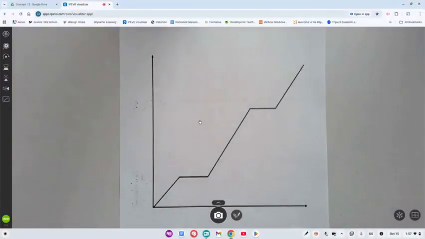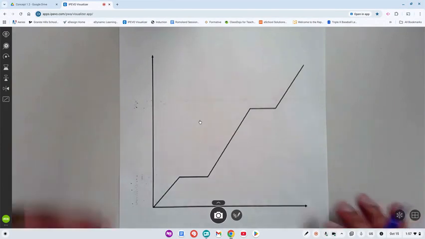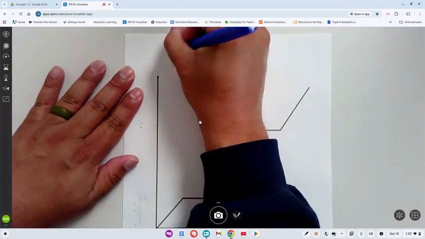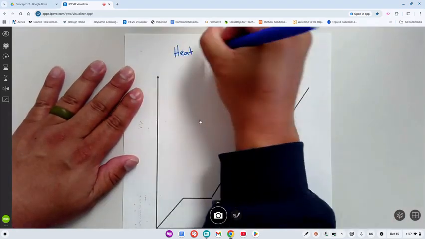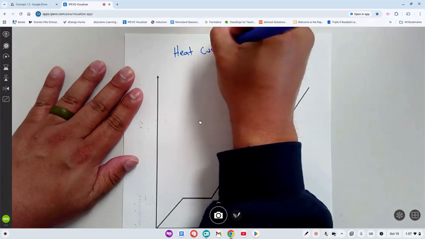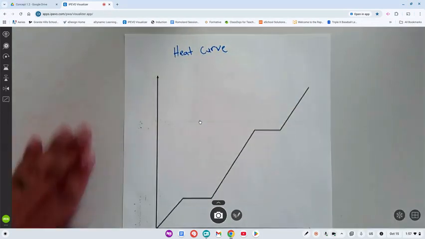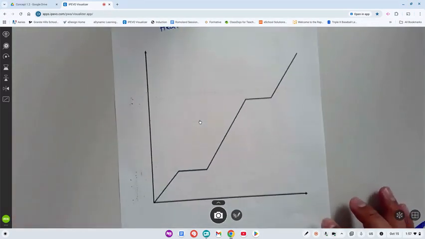All right, guys. So right now we are going to be graphing what's called a heat curve. So at the top of your graph, just go ahead and title it heat curve. Okay. Now, these graphs could look very different.